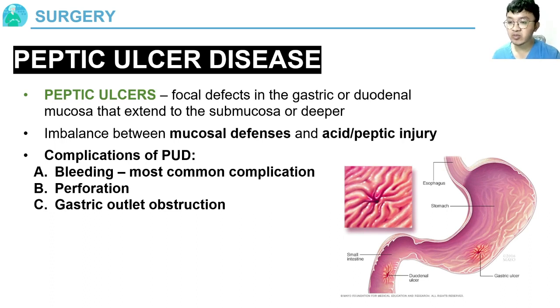After bleeding, the most common complication is perforation. There's a hole there, and gastric contents are going to come out into the abdominal cavity and cause peritonitis. Or you can have gastric outlet obstruction due to chronic inflammation, possible adhesions, or edema, or a malignancy which was born out of your chronic irritation.